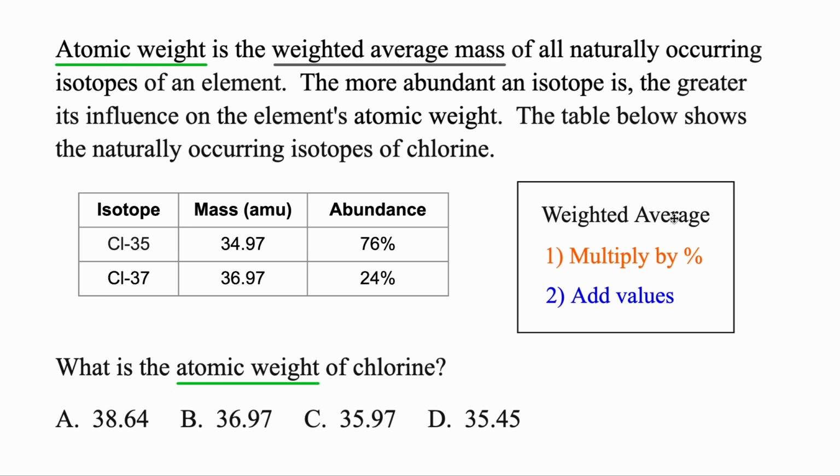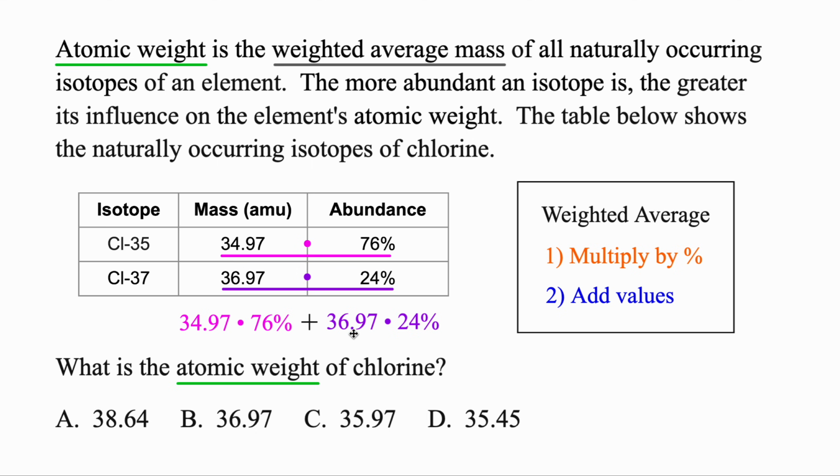To find a weighted average, you want to multiply each value, the masses in this case, by the percent of the time that they show up. Because this mass occurs 76% of the time, we want to multiply both of these together here. So let's copy that down. Then this mass occurs 24% of the time. Let's go ahead and multiply these together. Let's copy that. And finally, we want to add the values together. So we'll put a plus between those.